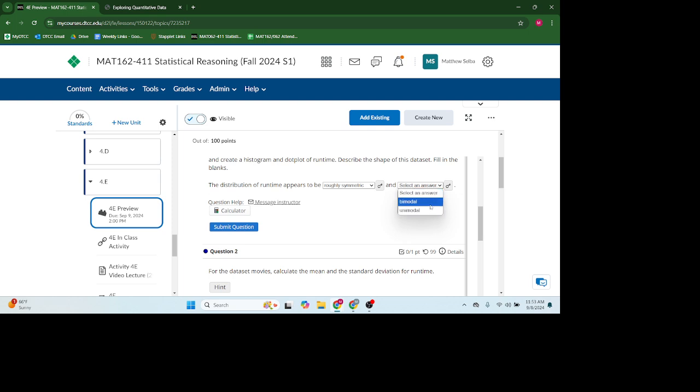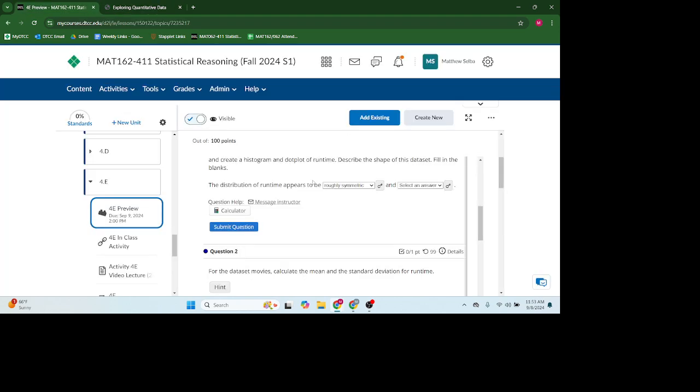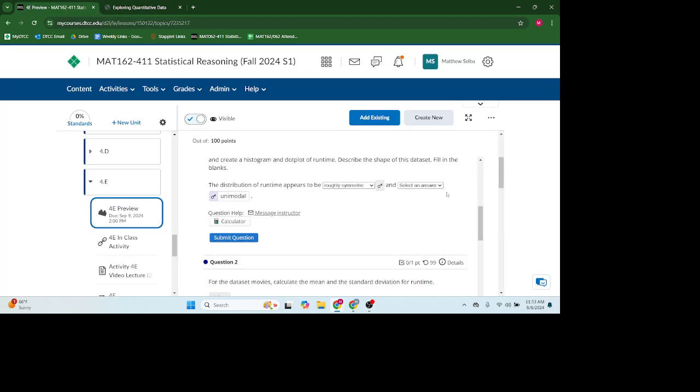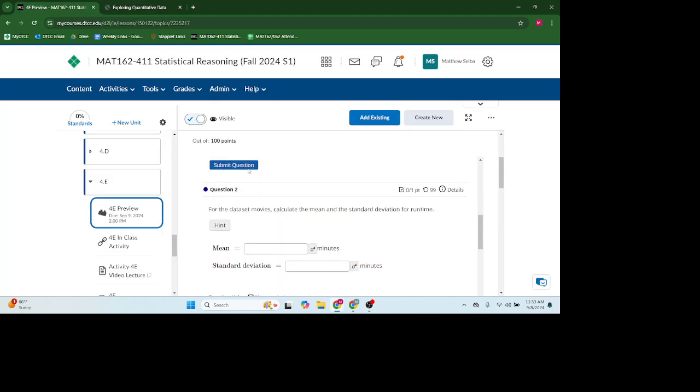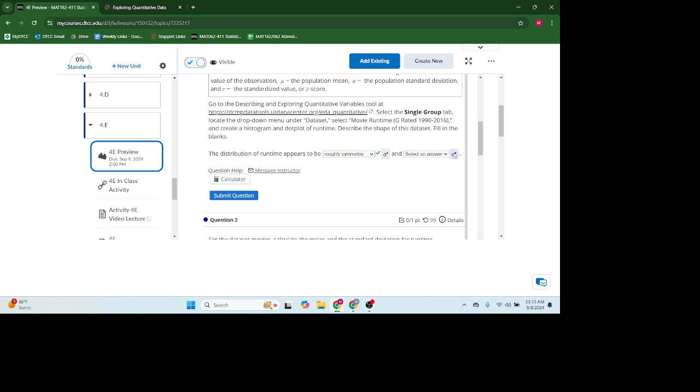And then bimodal or unimodal: how many prominent peaks do we have? This one has really only one prominent peak. Yes, we have another peak here, but as far as prominent peaks go, there's only one, so we would say unimodal. That should help you figure out number one. Go ahead and hit submit.